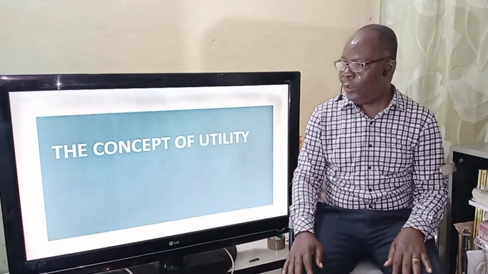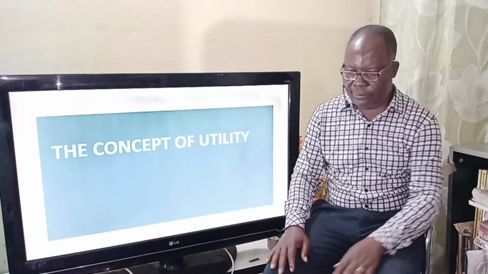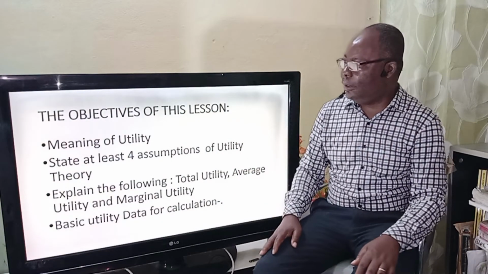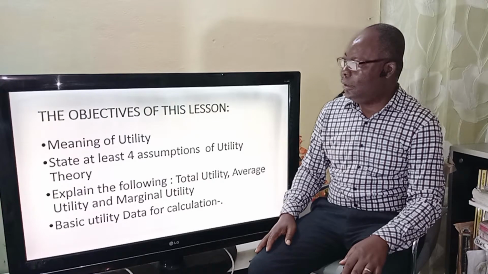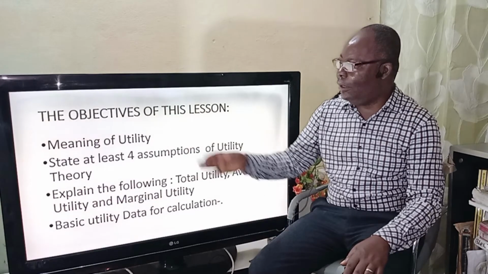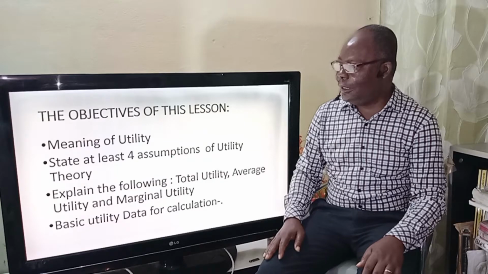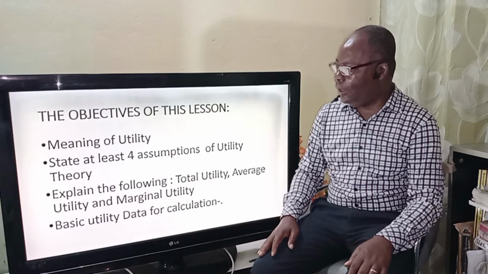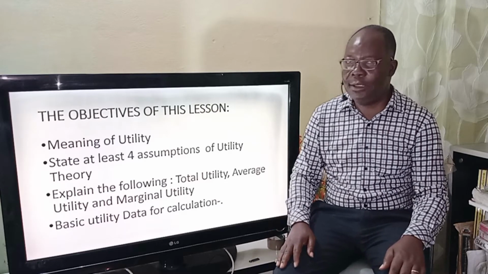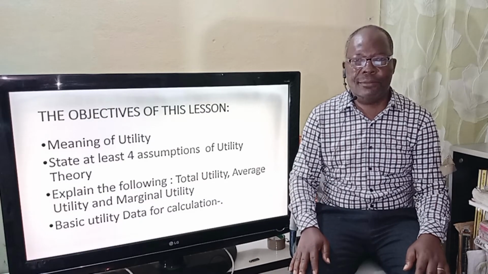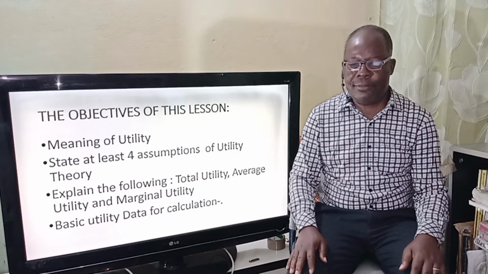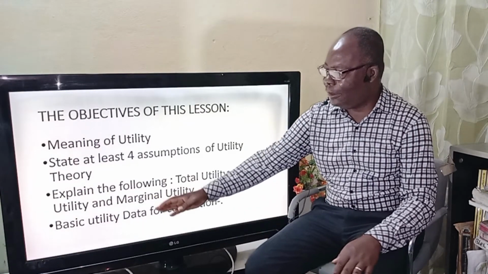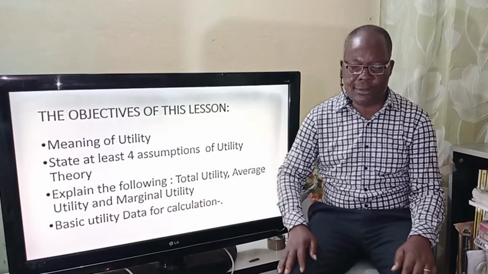So today we're going to focus on utility. We have the following lesson objectives. The very first one is that we're going to look at the meaning of utility, state at least four assumptions of utility theory, explain the following: total utility, average utility, and then marginal utility. Last but not least, we're also going to look at the basic utility data for calculation.